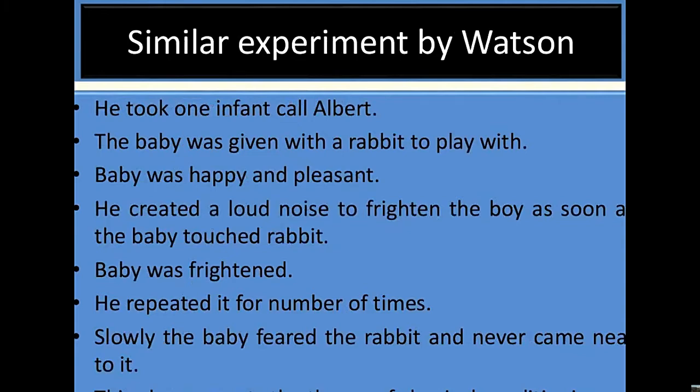Similar experiment by Watson. He took one infant called Albert. The baby was given a rabbit to play with. Baby was happy and pleasant. He created a loud noise to frighten the boy as soon as the baby touched the rabbit. Baby was frightened. He repeated it a number of times. Slowly the baby feared the rabbit and never came near to it.